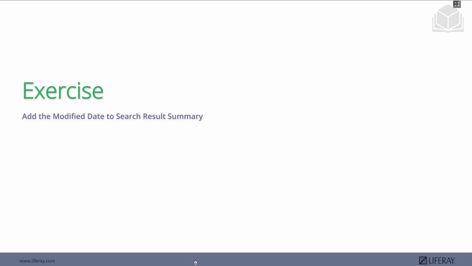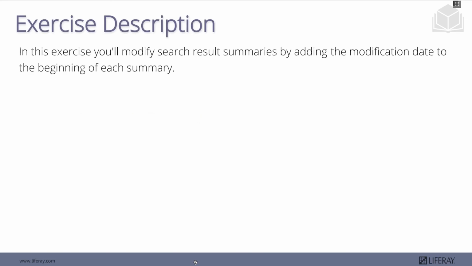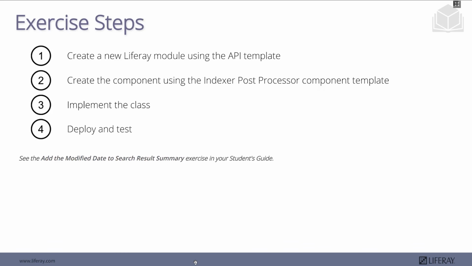So with all of that, let's go ahead and move on to an exercise in which we're able to demonstrate our indexer post processor. What we're going to do here is modify the search results summary by adding the modification date to the beginning of the summary. We'll follow the same sort of template that we've done before. Create a Liferay module project using a generic template. We'll then create a component using our component class wizard, implement the class, deploy, and test it out.